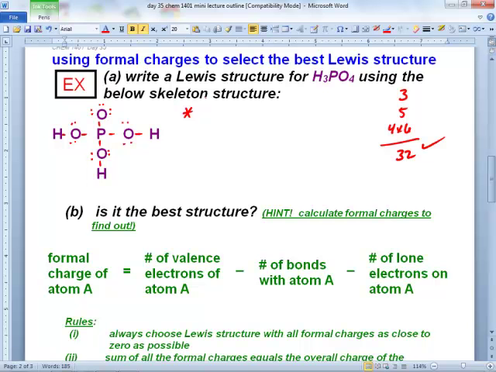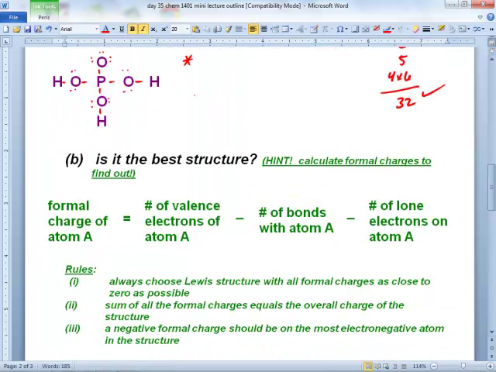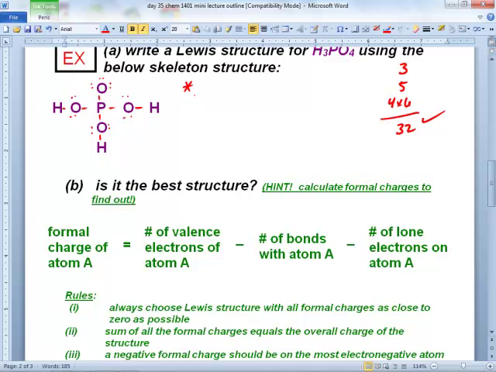And what is this stuff? Well, is it the best structure? Let's find out. We're going to calculate a formal charge for every single atom in that molecule. You have to do it for each H, there's 3 times. For each oxygen, there's 4 more times. And then for the final answer for the P. You have to go through this equation. Get the formal charge of every atom. Find its valence, minus number of bonds, minus number of electrons.